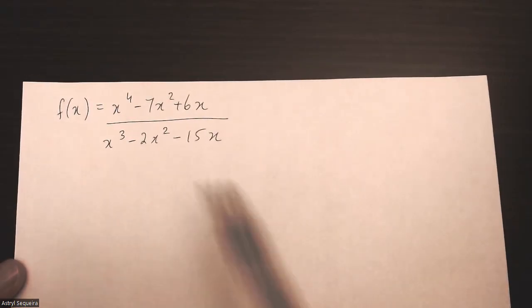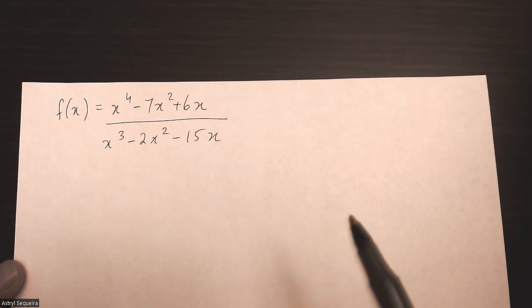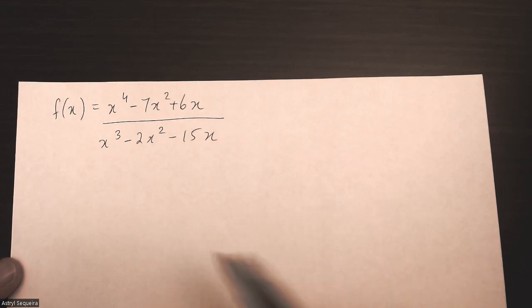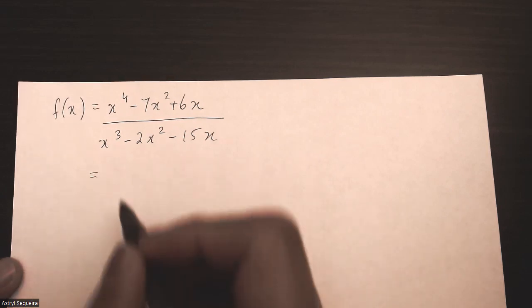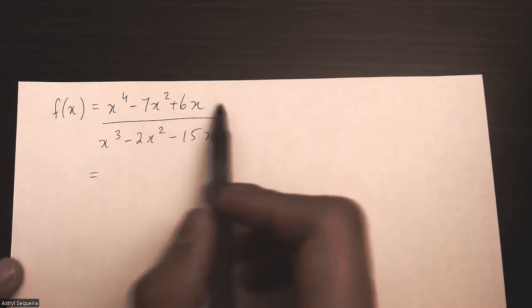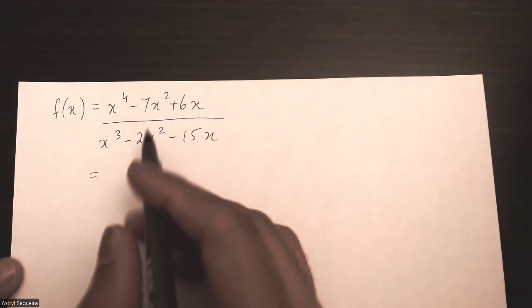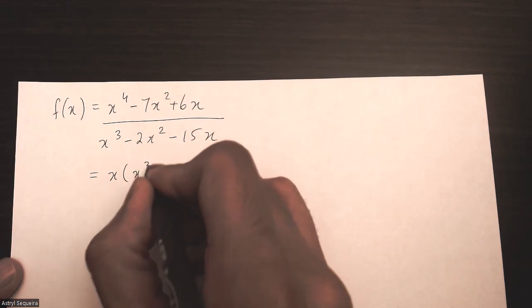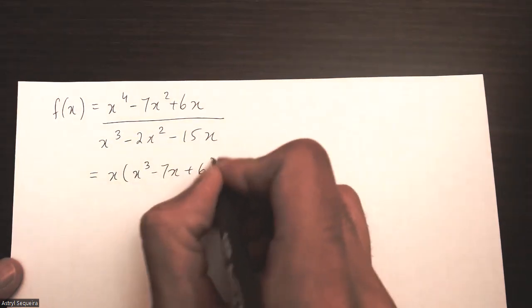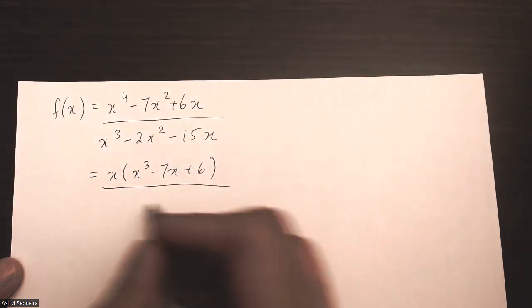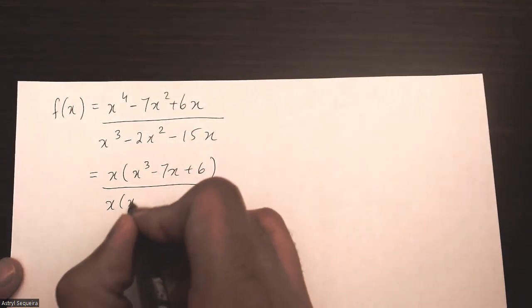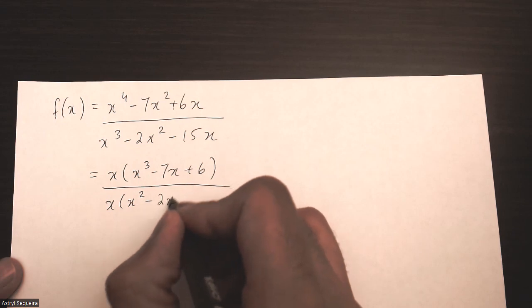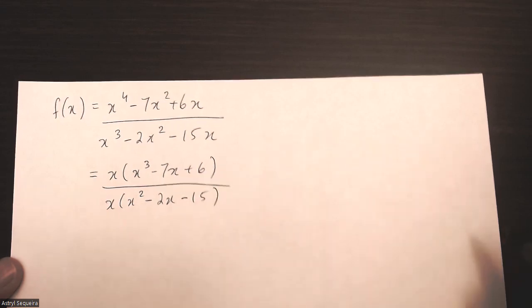All right, in this video, we want to do the curve sketching algorithm for this irrational function over here. So the first thing I want to do is I want to factor this equation. So I can common factor an x out of the top and the bottom. So I'll have x cubed minus 7x plus 6 on the top. And for the bottom, I'll have x squared minus 2x minus 15.